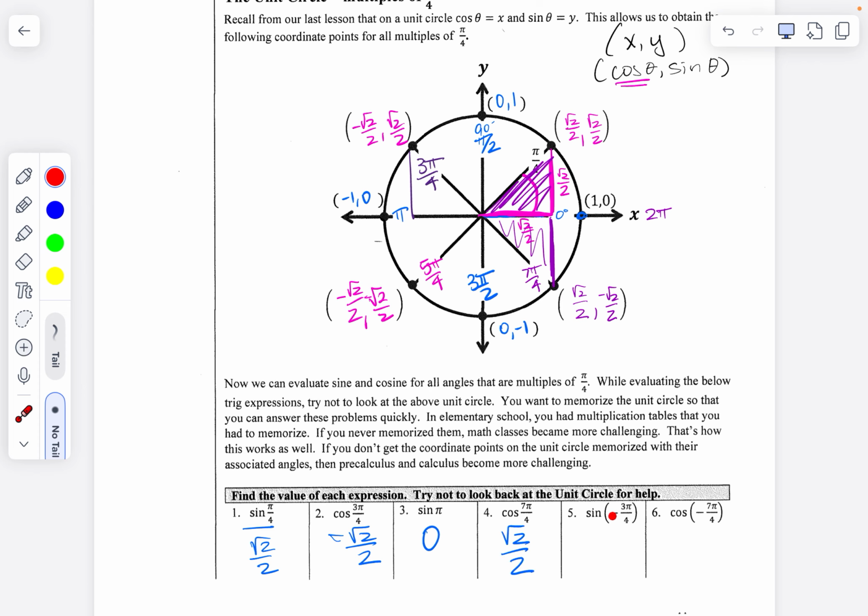Next is sine of negative 3 pi over 4. So negative 3 pi over 4 would be at the same point as 5 pi over 4. And so sine is the y value, which is negative root 2 over 2. And lastly, cosine of negative 7 pi over 4. So again, we go negative 1, 2, 3, 4, 5, 6, 7, which is, if this is negative 7 pi over 4, then the cosine of that is positive root 2 over 2.